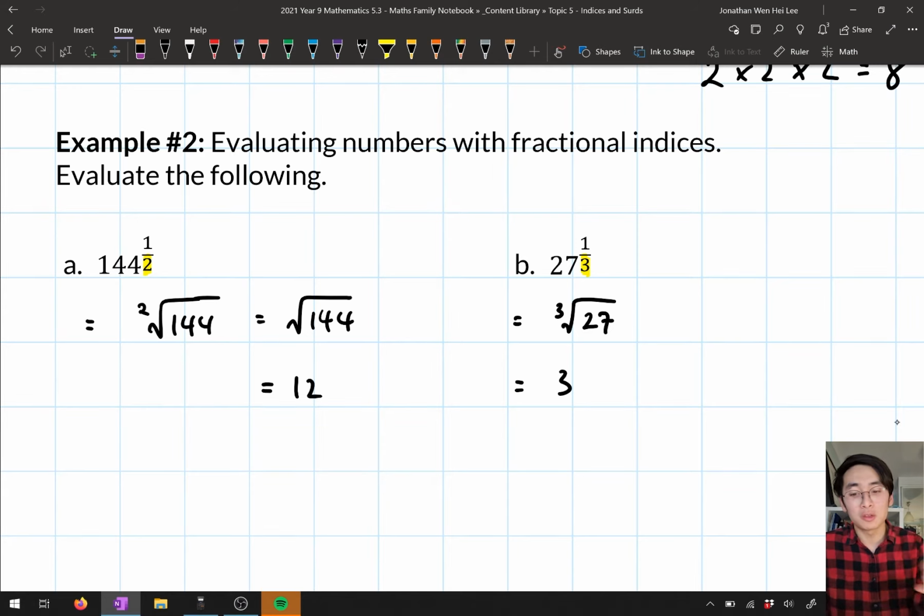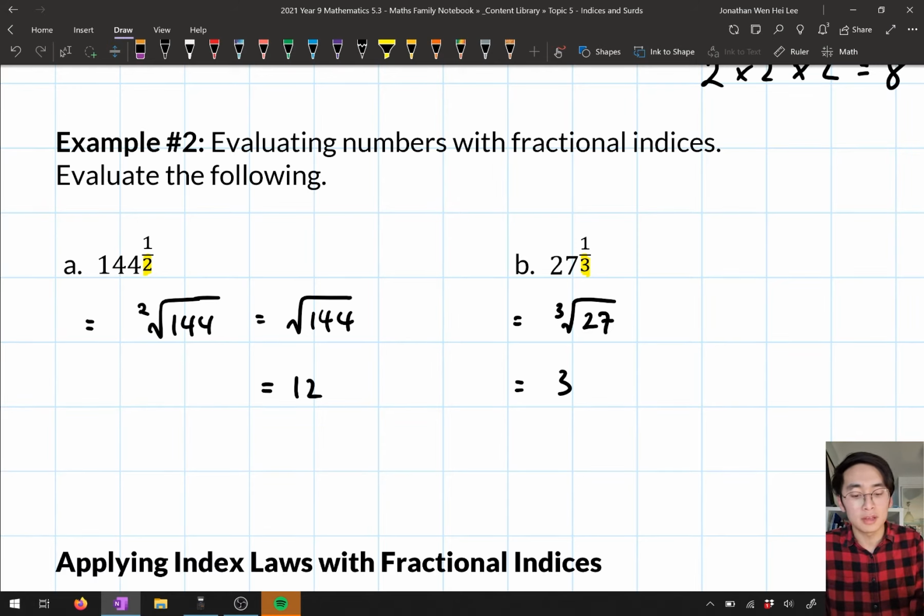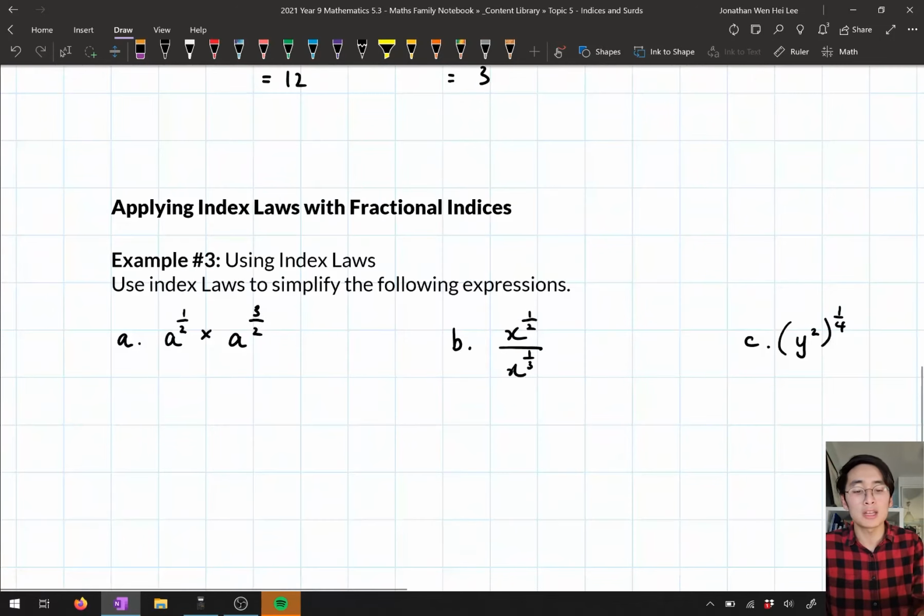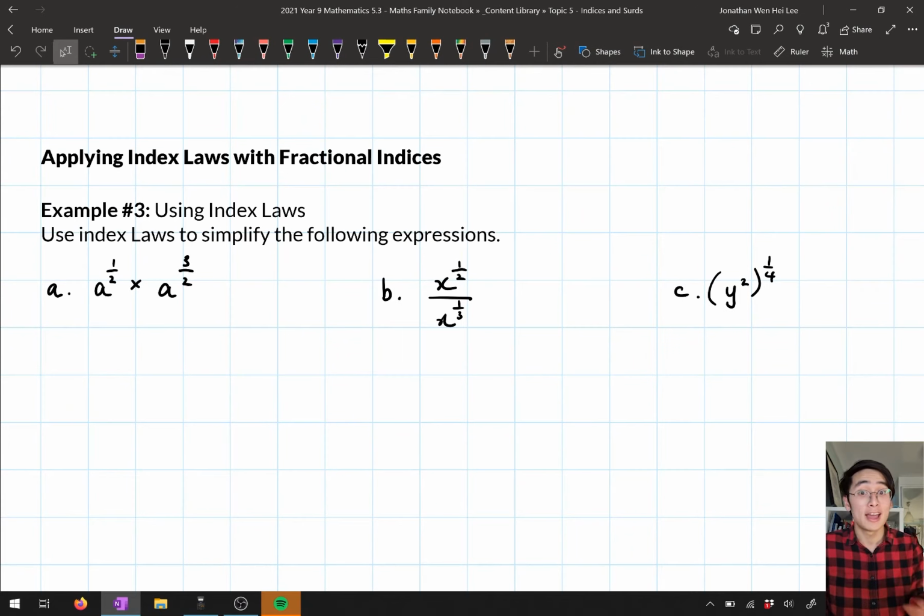Now, the final thing we want to do is actually combine some of the index laws that we've looked at so far. So what we can do is we can actually simplify algebraic expressions using our index laws that we've looked at so far. If you remember a few index laws, we're actually going to have a look at a few examples and apply them using our fractional index. So, example 3, use index laws to simplify the following expressions.